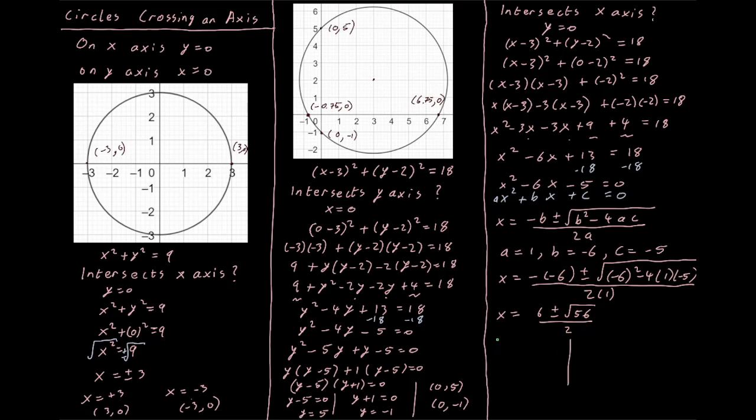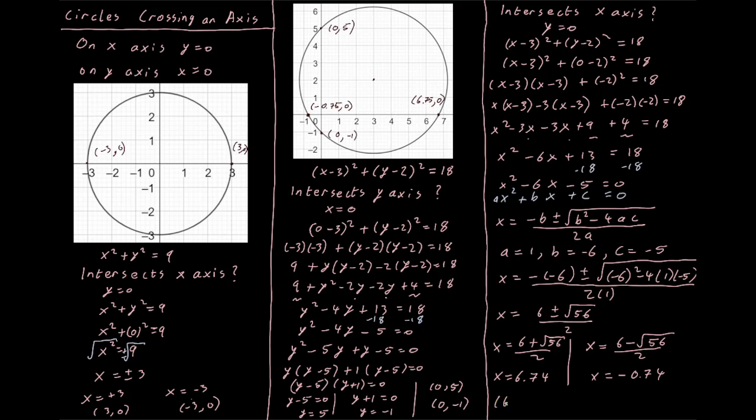So I have x could be equal to 6 plus root 56 all over 2, or x could be equal to 6 minus root 56 all over 2. When I put those in my calculator, which I can now, I'm going to get x is equal to 6.74-ish. It's not exact, but about 6.74. And x is equal to minus 0.74. So we weren't too far off with our visual estimate from looking at the graph.